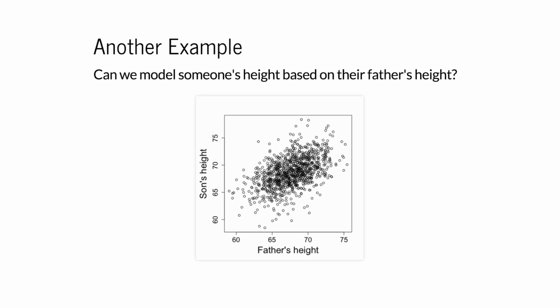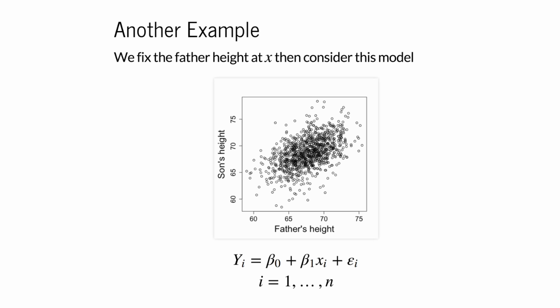So here's another example where we can do this. Imagine you're Galton in the 19th century and you're trying to determine the relationship between father and son's heights. You're trying to determine if it's inherited and in what way it's inherited. So you collect some data and you show it here. We can again write down a mathematical model for this data.